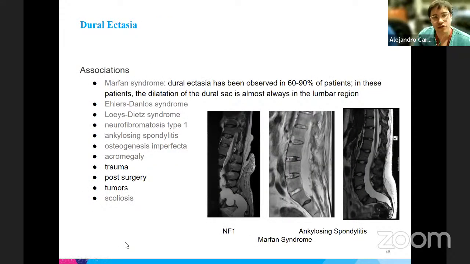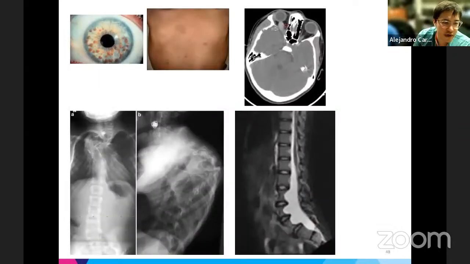So we talked about dural ectasia, and dural ectasia is associated with a number of syndromes and disorders, from Marfan or Ehlers-Danlos connective tissue diseases to NF1, ankylosing spondylitis, osteogenesis imperfecta, trauma, post-surgery. So let's say that you get a patient in your clinic who is referred to you for scoliosis. You can see on the bottom left has a really severe scoliosis. It's surely notable externally.